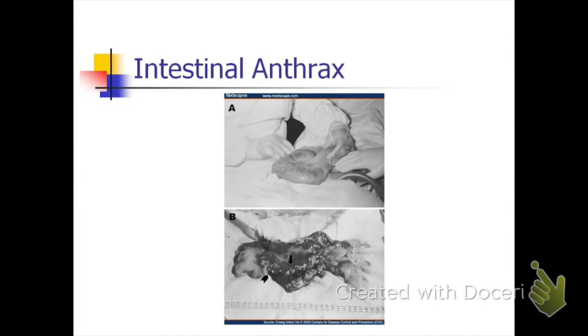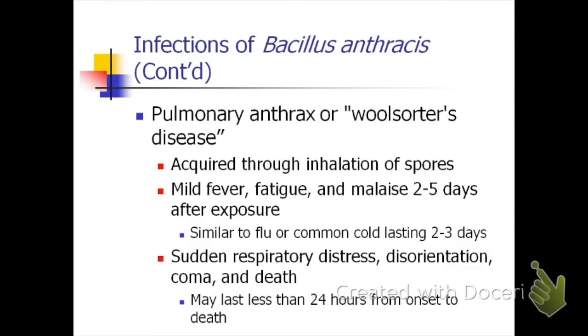So, Bacillus anthracis. It's mostly a disease of an animal. The pulmonary anthrax is also known as the wool sorter's disease. So, you acquire it by inhalation. Take note, the incubation period is very short, only about 2 to 5 days. And you might be thinking that it's just an ordinary flu or common cold that lasts about 2 to 3 days. Suddenly, you'll have respiratory distress, disorientation, you'll be comatose, and eventually die. So that's how sudden pulmonary anthrax is.